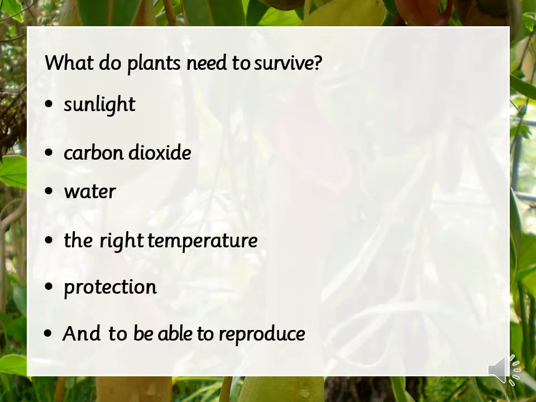What do plants really need? They need sunlight, carbon dioxide, water, the right temperature and protection, and to be able to reproduce. These are all the things that they need to live.